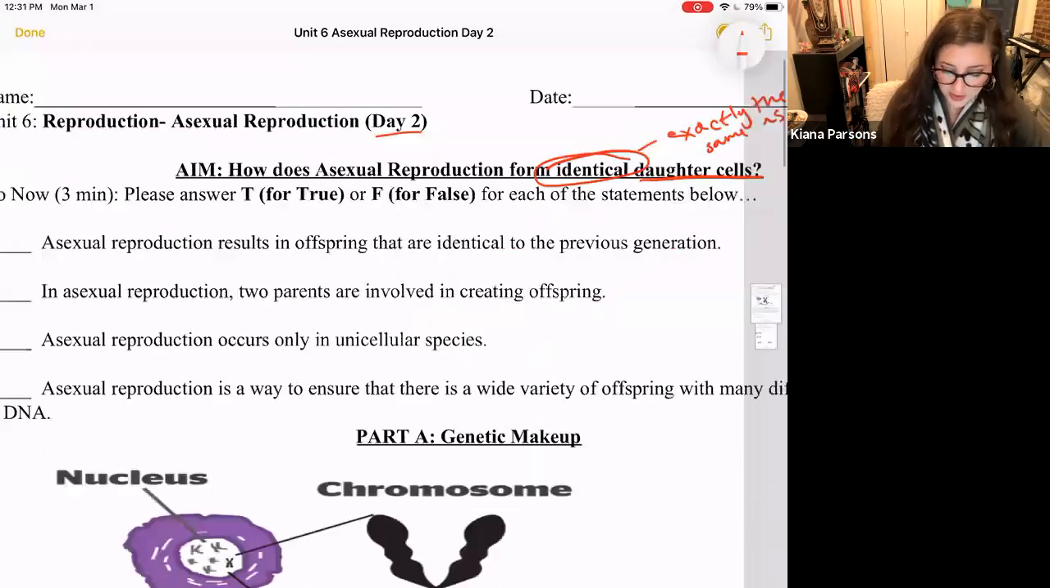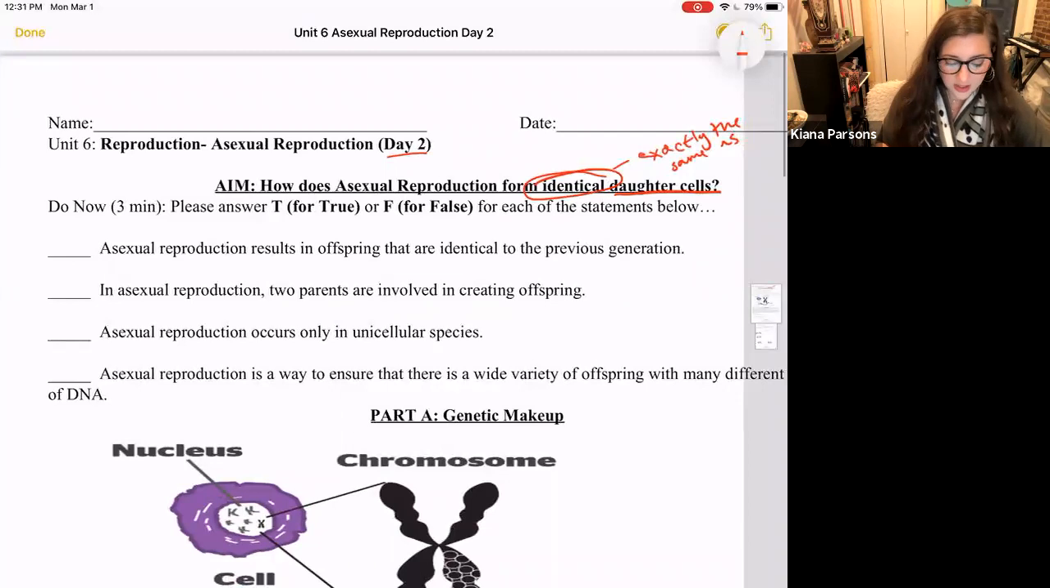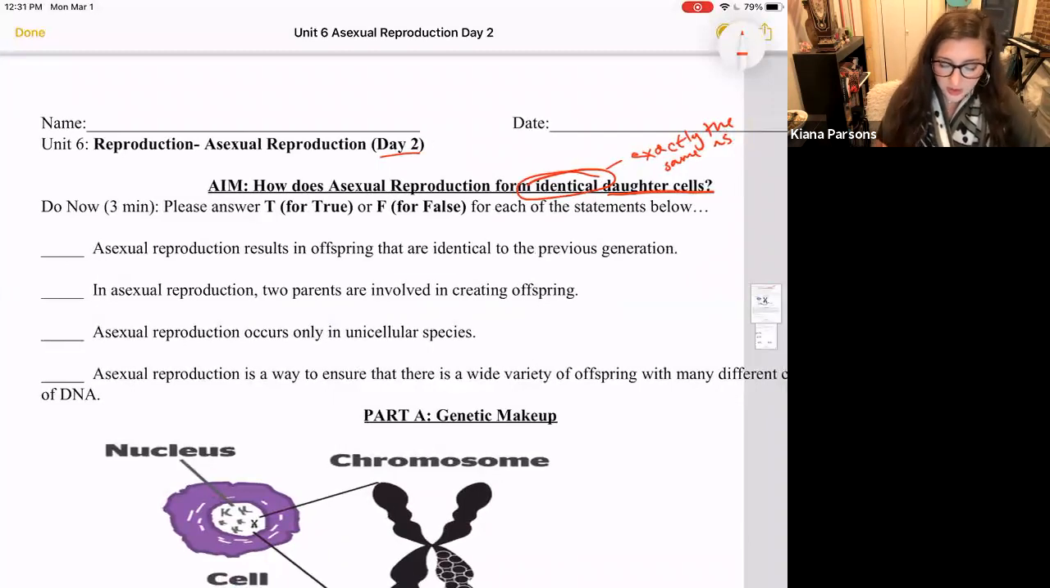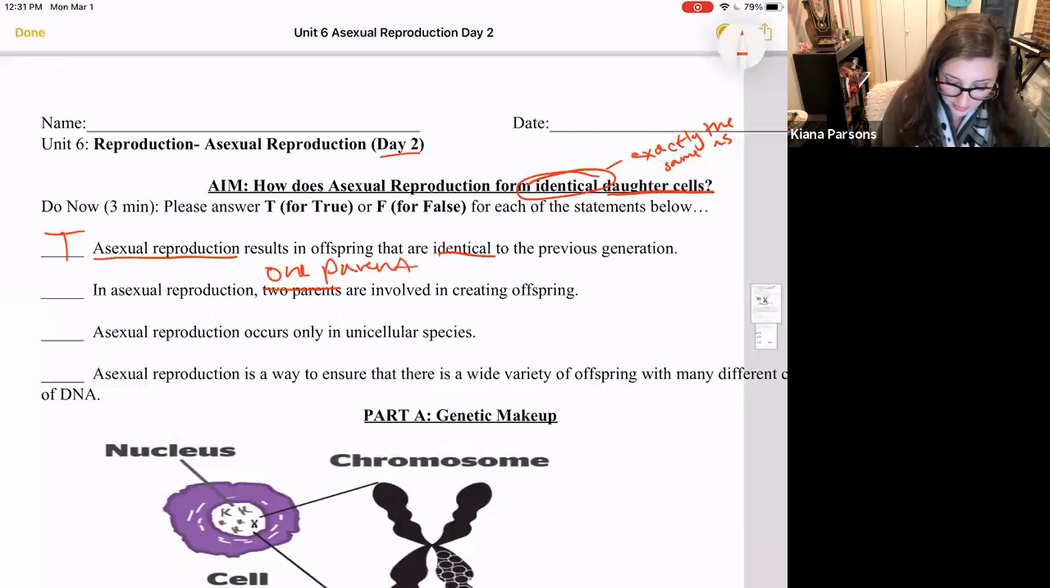So these first couple of questions are true and false. Asexual reproduction results in offspring that are identical to the previous generation, exactly the same as, and we know in asexual reproduction there's only one parent, so the offspring are going to be exactly the same as that one parent. So that's true. In asexual reproduction, two parents are involved in creating offspring. It's only one parent, and so that one is false.